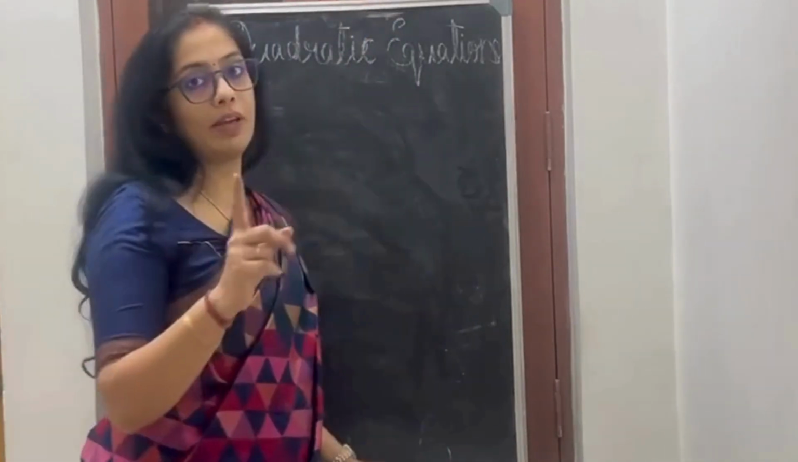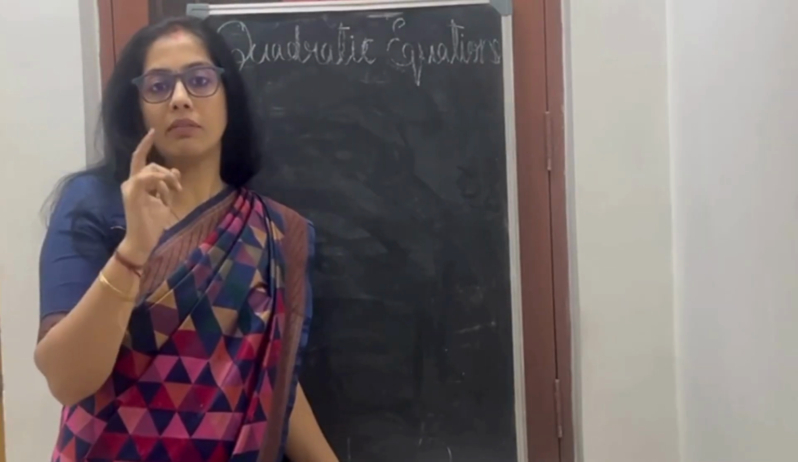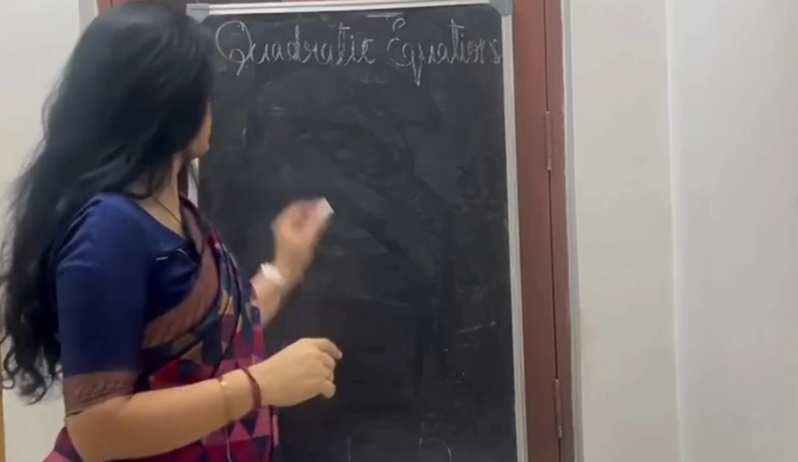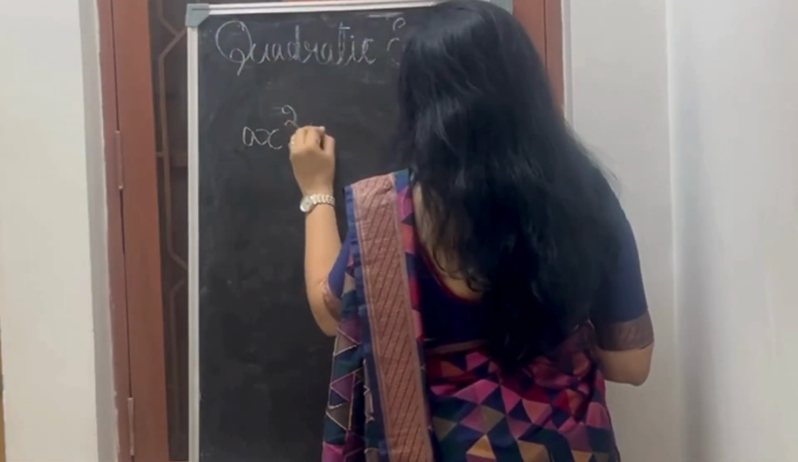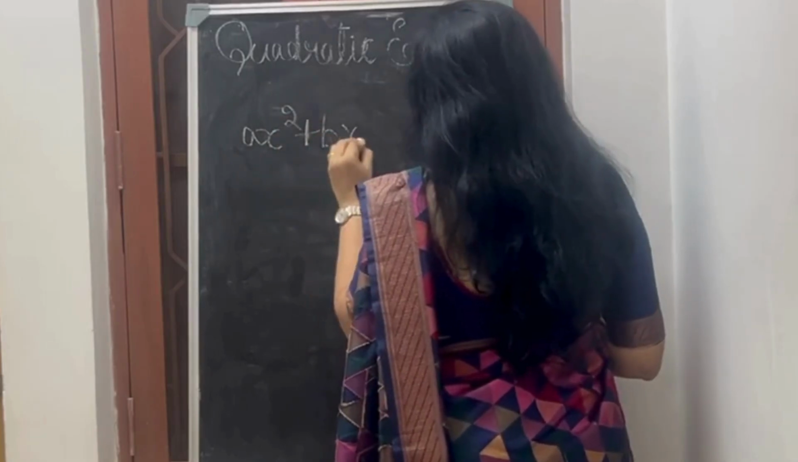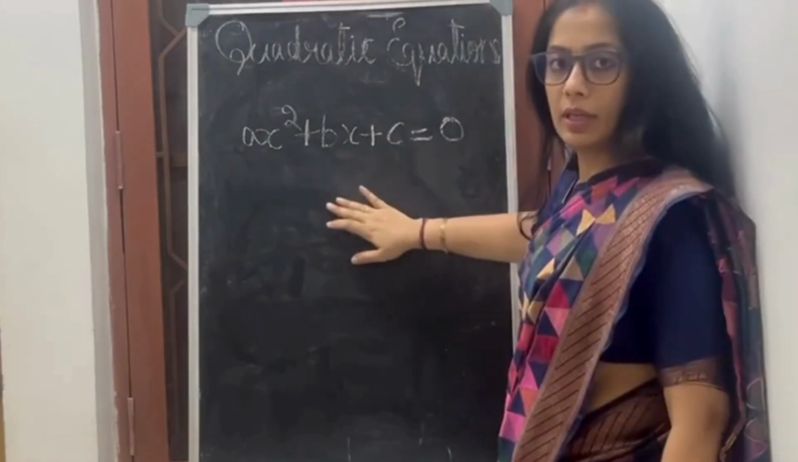equations with one variable. And what is that one variable? This one variable will have the highest power as 2. I'll show you the equation. The equation will always be ax² + bx + c = 0. This is the quadratic equation.